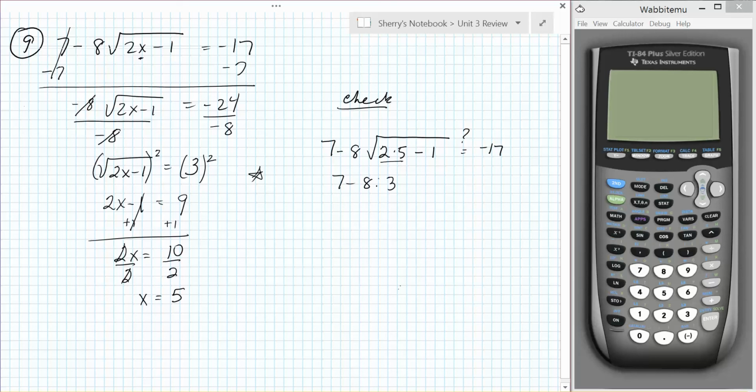And so now we have 7 minus 8 times 3. We do the multiplication next, and we get 7 minus 24, which is negative 17, which is equal to negative 17. That does work, which means x equals 5 is actually a valid solution for this equation.